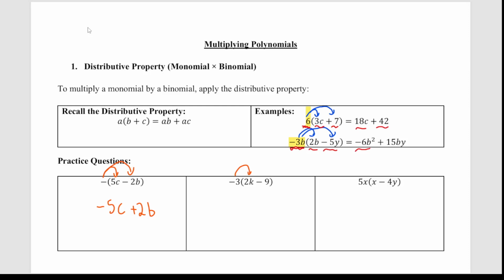Similarly, negative 3 times positive 2k will give us a negative 6k. Negative 3 times a negative 9 is going to get us a positive 27, since a negative times a negative is a positive. And again, no like terms to combine. If we have a 5x times an x, that's going to give us 5x squared, since x times x is x squared. And then 5x times negative 4y will give us negative 20xy, because x and y are two different bases, so they're not going to combine to make any sort of exponent.